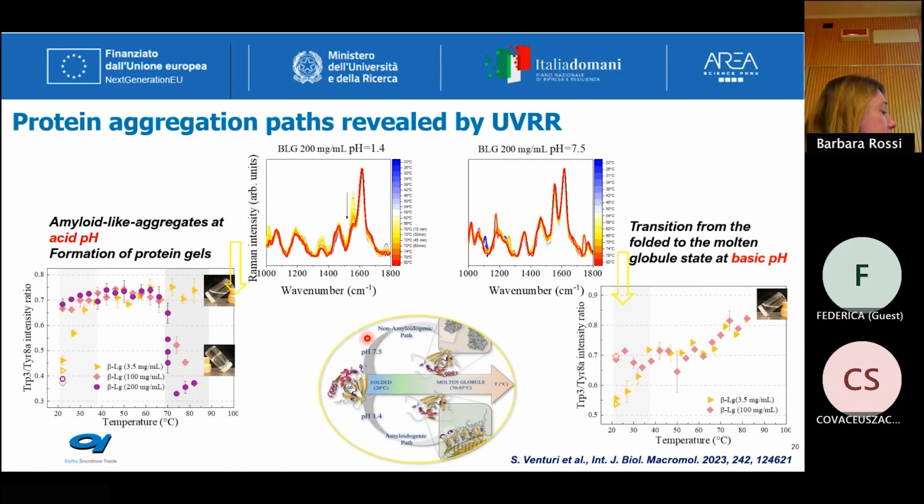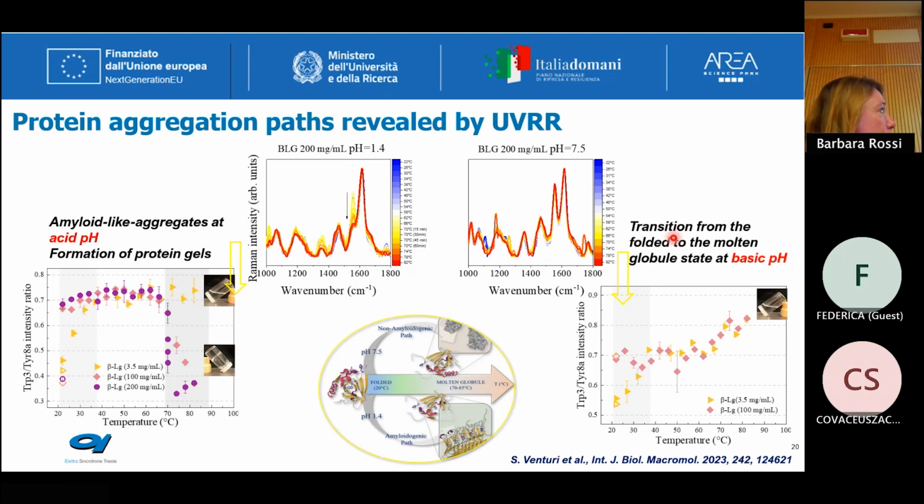In a similar way, UV spectroscopy can detect different protein aggregation paths. In this case, this study concerns the preparation of a protein hydrogel by using beta-lactoglobulin. We prepare this concentrated solution of the protein at different pH, and as a function of temperature it shows different behavior. In particular, in the presence of acid pH, we observe the formation of this amyloid-like aggregate, the formation of this hydrogel of protein, and this can be detected, marked by this decrement of the signal associated to the tryptophan.